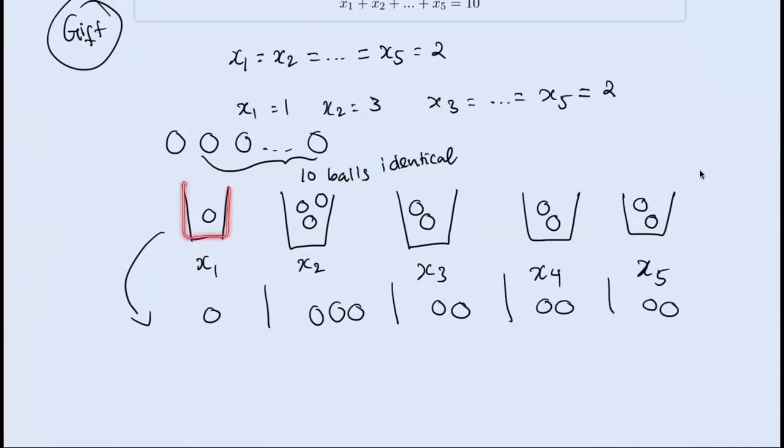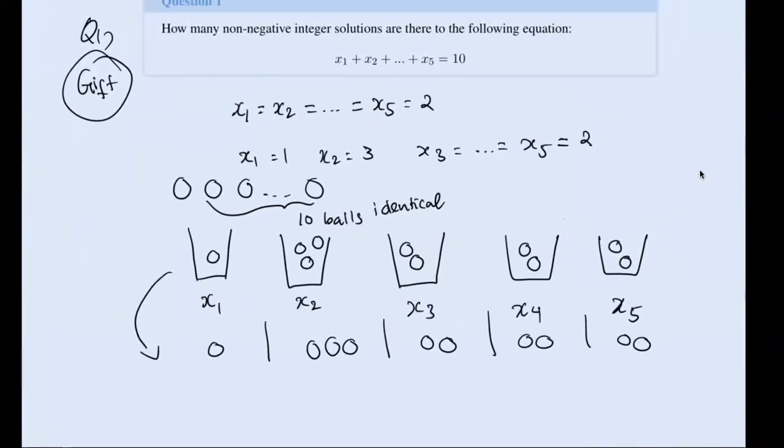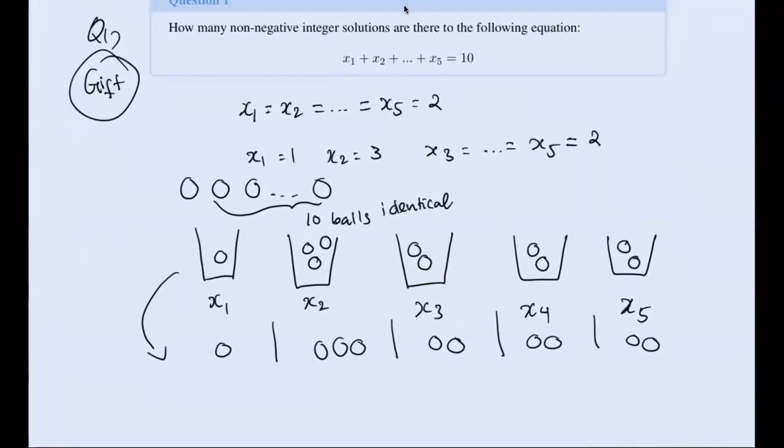Instead of actually drawing the bin, now I just draw the divider to say that this is the first bin, and after the first divider is the second bin, after the second divider is the third bin, something like that. So this kind of representation is the same as this kind of representation, right? Any question about this one?